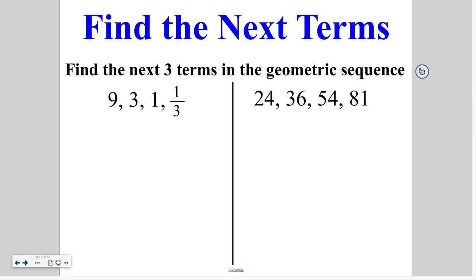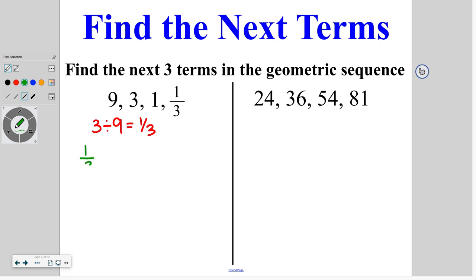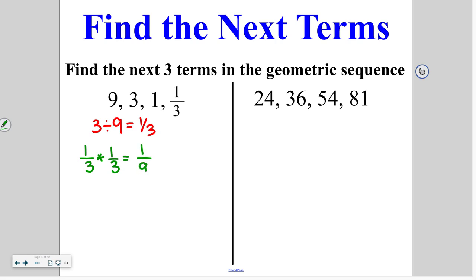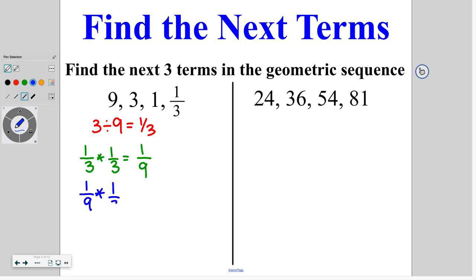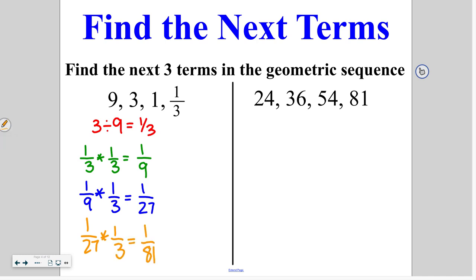So for example, in this first one, we are looking to find the next three terms in this sequence. We start with 9, 3, 1, and 1/3. To find the common ratio, I'm going to take the second term and divide by the first, which is going to give me an answer of 1/3. So then to find the next term, I'm going to take my last term, which is 1/3, and multiply by the common ratio, which is also 1/3, and get 1/9. To find the next term, I'm going to take 1/9 and multiply by the common ratio of 1/3 to get 1/27. And to find that third term, I'm going to take 1/27, multiply by the common ratio, and get 1/81.